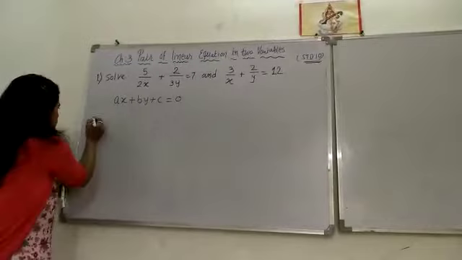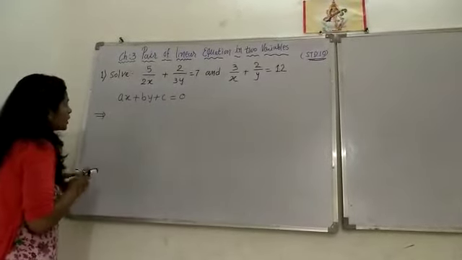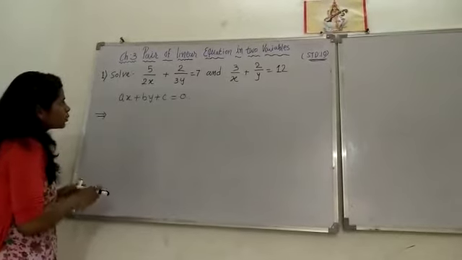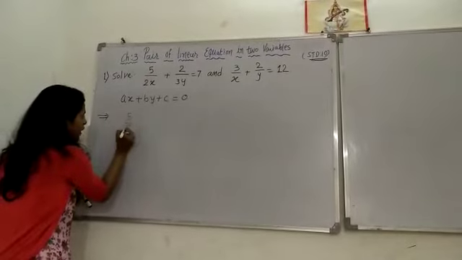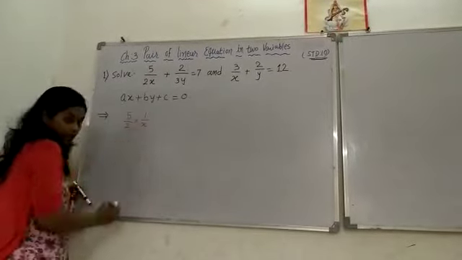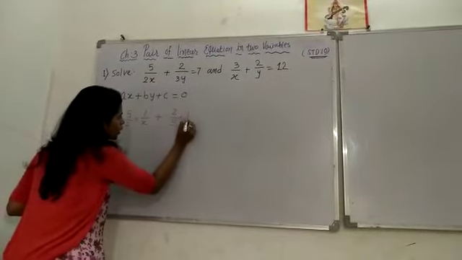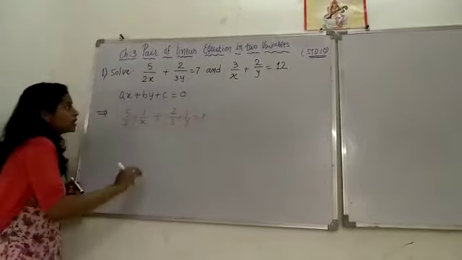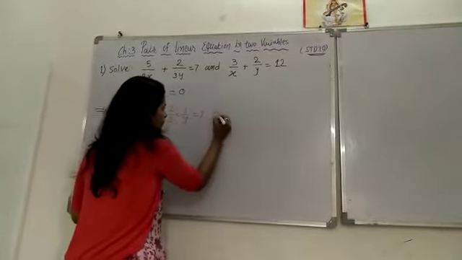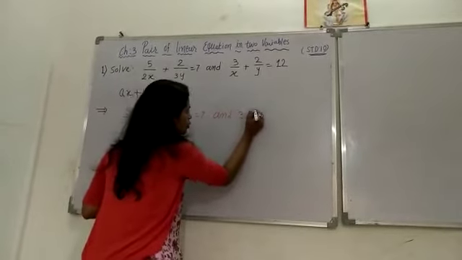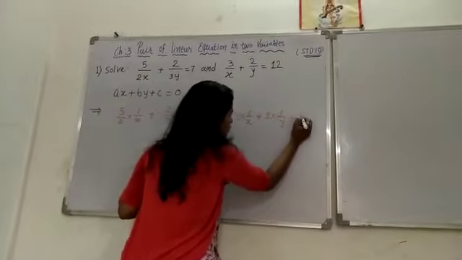So how? Here 5 upon 2x plus 2 upon 3y is equal to 7. So you should write this as 5 upon 2 into 1 upon x, then 2 upon 3 into 1 upon y, which is equal to 7. You should write this equation in this form. Same way here, 3 into 1 upon x plus 2 into 1 upon y is equal to 12.